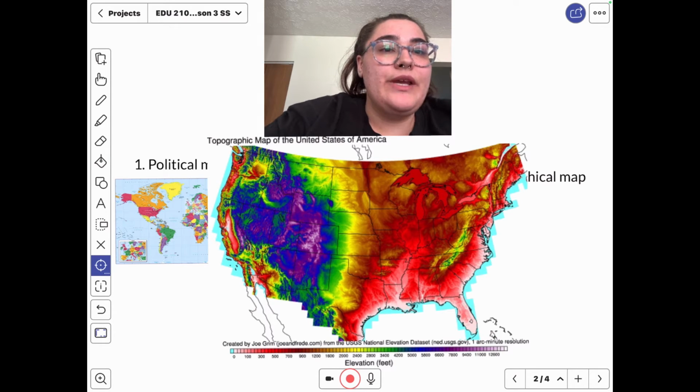On this map, we can see that the west coast of the United States is much higher in elevation. We can see that from the purples and blues, and the east coast of the United States is much lower in elevation, as we can see in the reds.